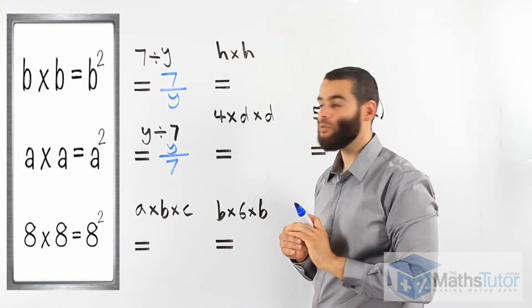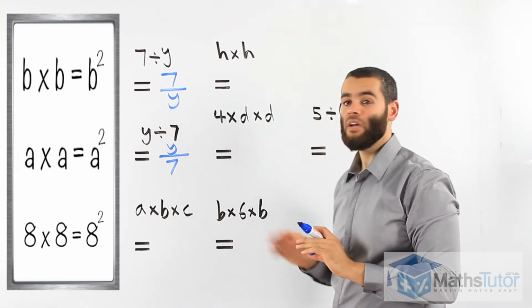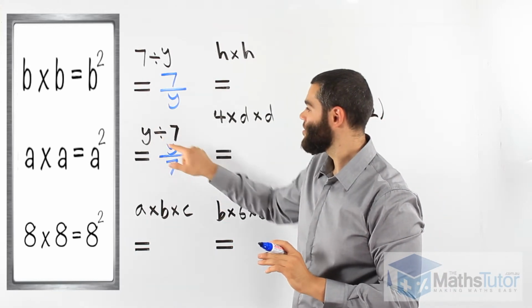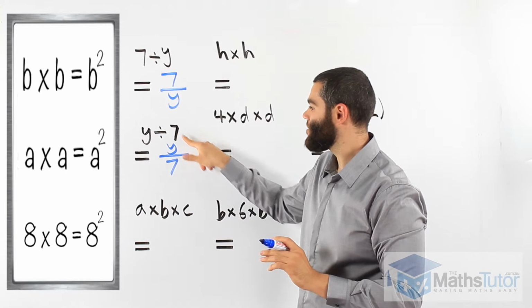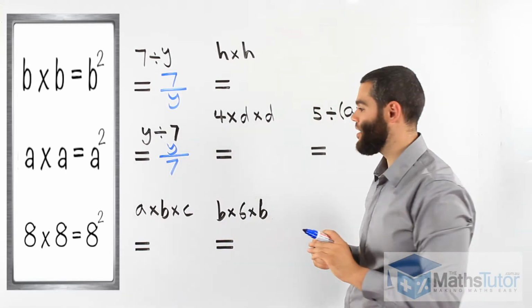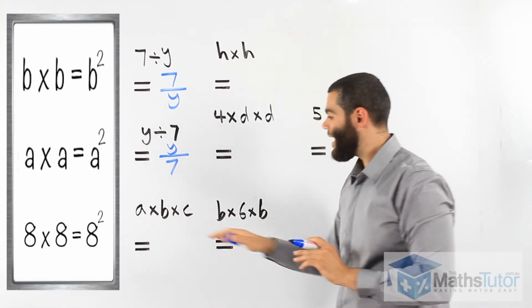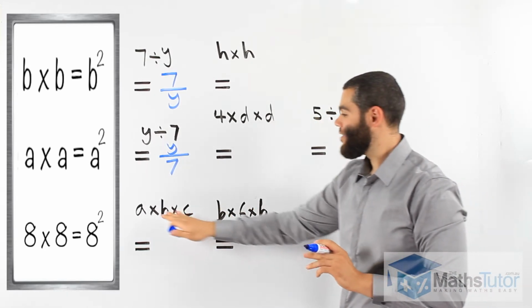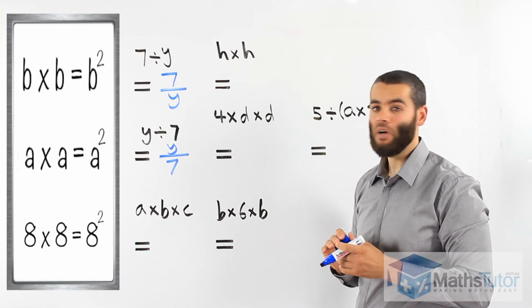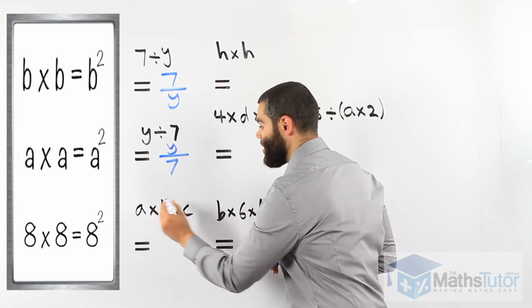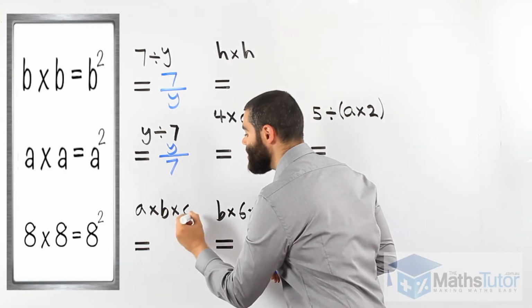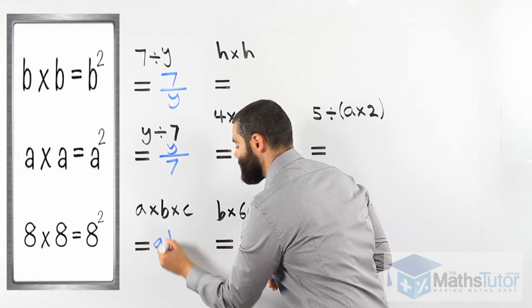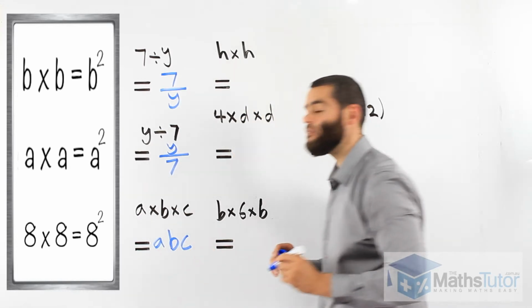Very important to know that rule. I've seen students mix them up. Very important. What comes first is the numerator. What comes second goes as the denominator. A times B times C. We learned that the multiplication, we say goodbye. So A times B times C means ABC. It's as simple as that.